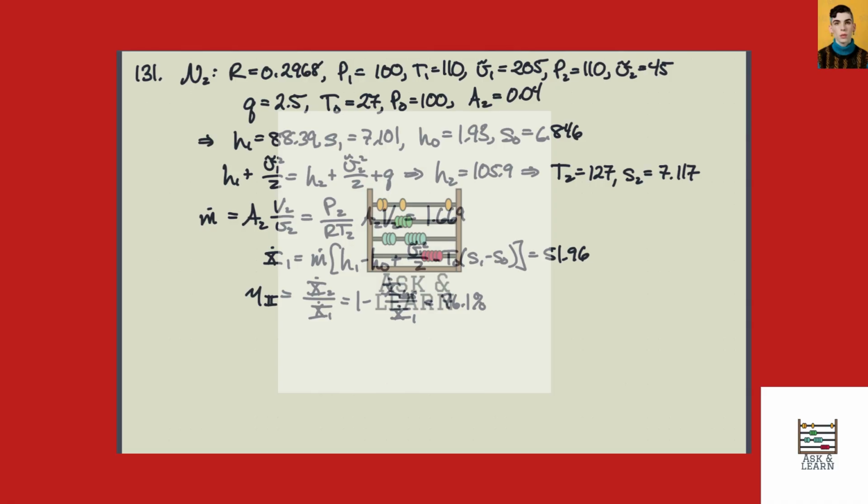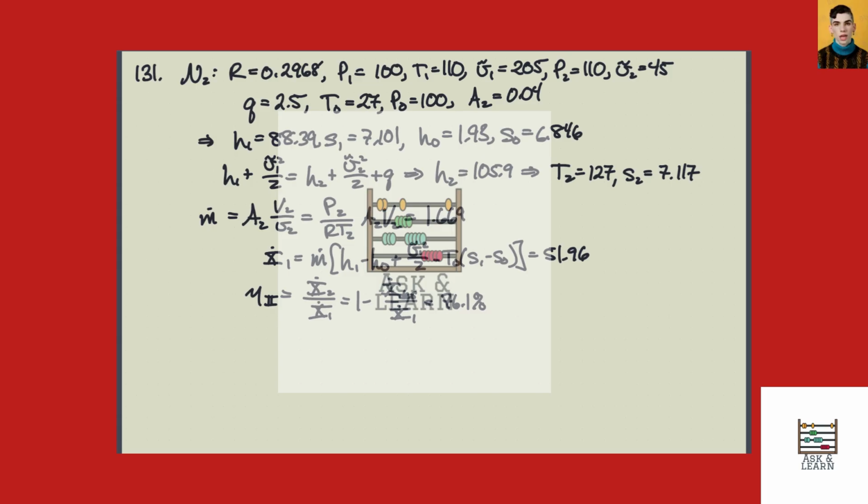Here we have nitrogen entering a diffuser. So we have nitrogen and the ideal gas constant. It's entering at 100 kilopascals and 110 degrees C at a velocity of 205 meters per second. And it leaves at a slightly higher pressure of 110 kilopascals, but a much lower velocity of 45 meters per second, which is what a diffuser is for.